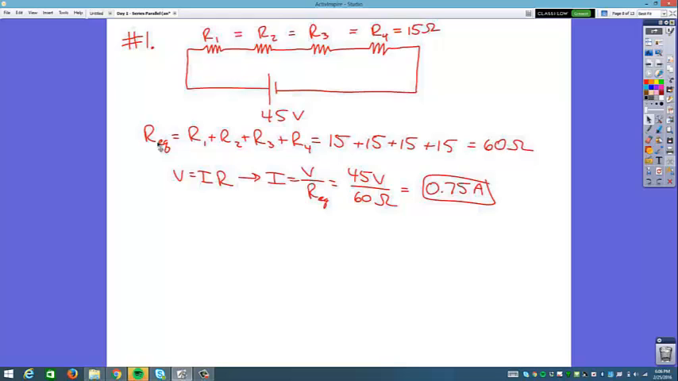That's your total resistance. Then, in order to calculate your current through the whole circuit, anytime you're looking for the current in a series circuit, you always want to use the total resistance. So you're going to do 45 volts, rearranging Ohm's law, divided by your resistance, and you get 45 divided by 60, which is 0.75 amps. That is your total current going through the whole circuit, and it would be the same for the current going through every single one of those resistors.